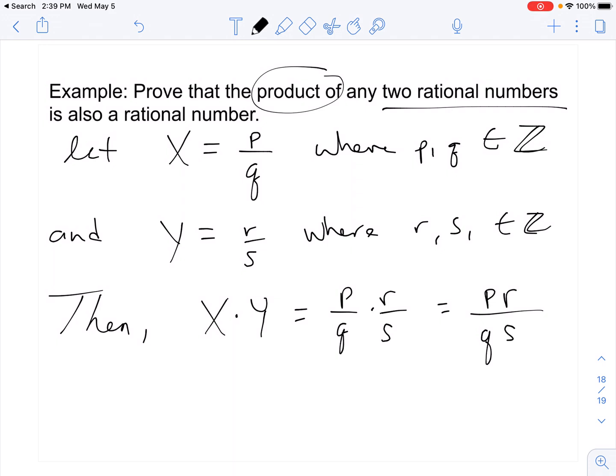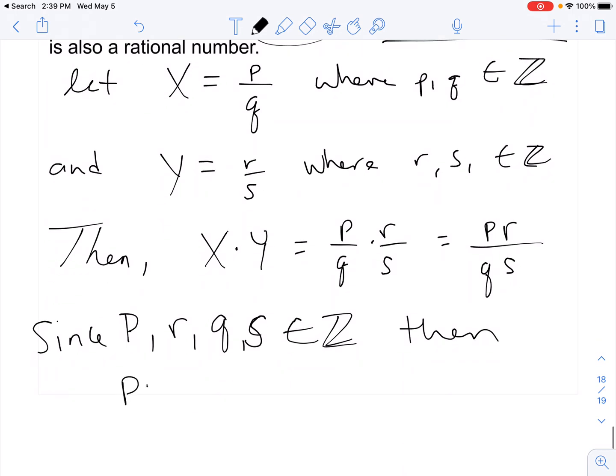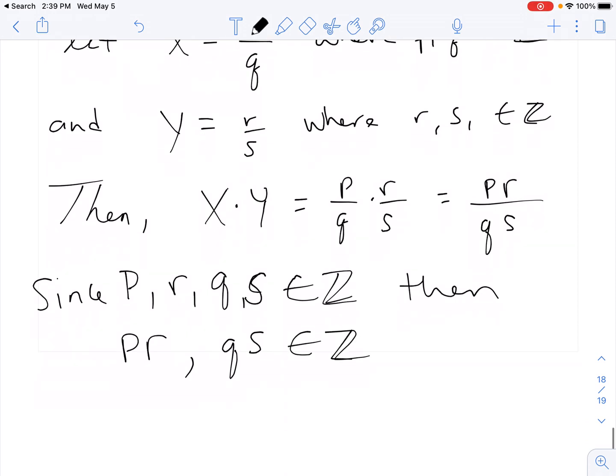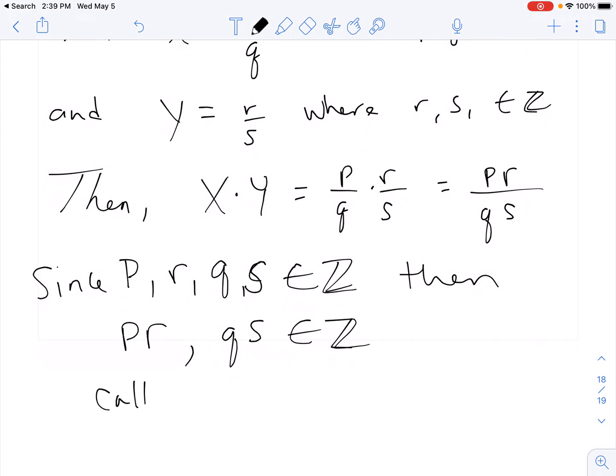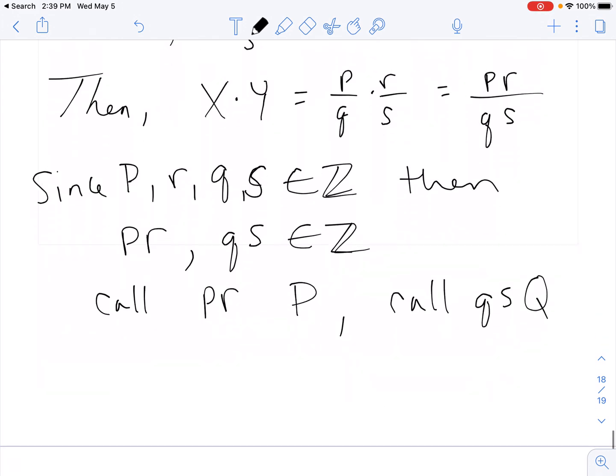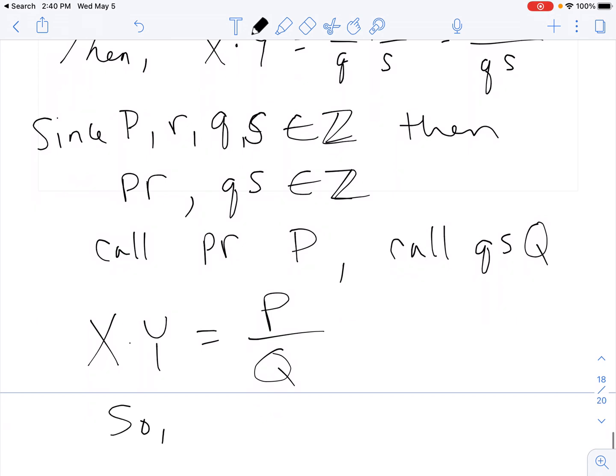And since p and r are both integers, then the product p times r is an integer. And since q and s are integers, the product q times s is an integer. We're going to just call pr another integer P, and call qs another integer Q, and so x times y is equal to P divided by Q. So x times y is an element of the set of rational numbers.